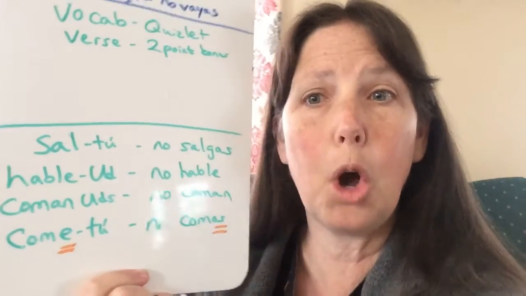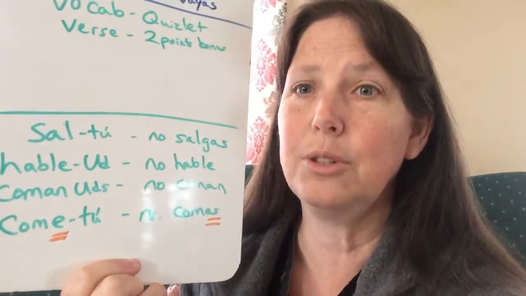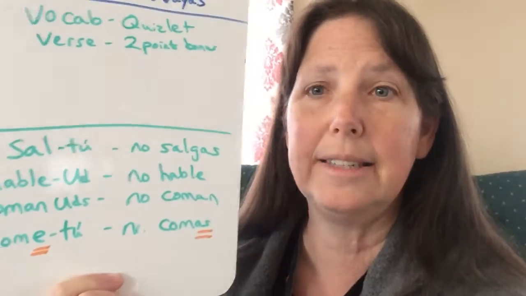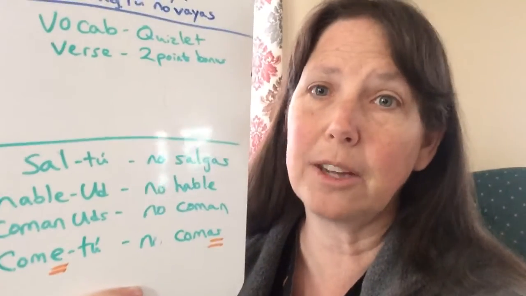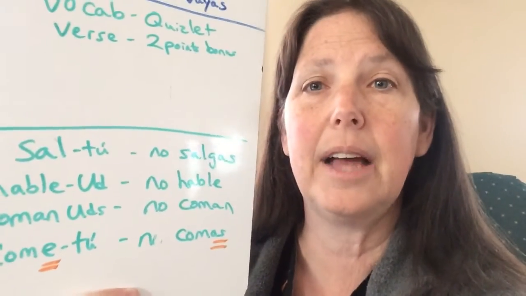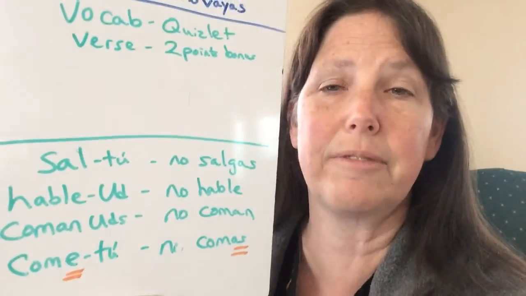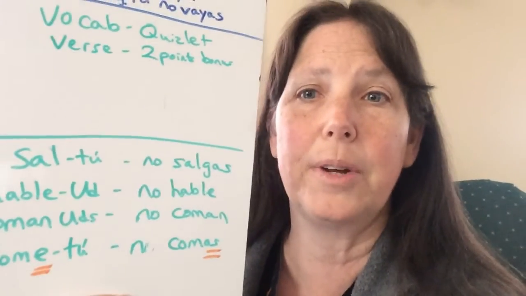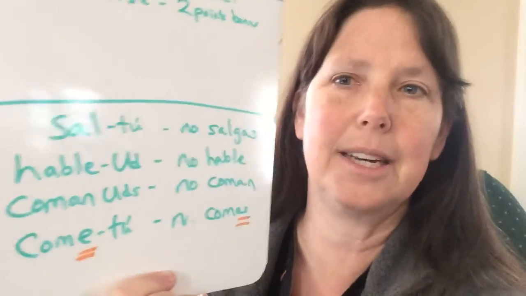So if you have come, okay, comer is an ER verb, normally comes, you drop the S, so you have come. Now it's going to be no comas. Salir is one of your irregular ones in tú, so you want to review that list as well. Sal, and so we know that's tú, it changes to no salga. So what you'll see is the verb, and then you're going to need to put it into the negative command form. You'll see the affirmative command.